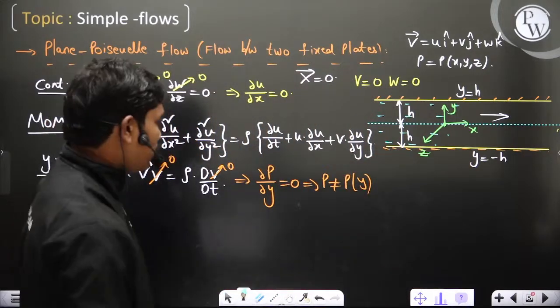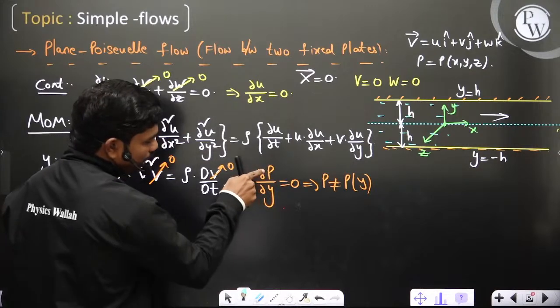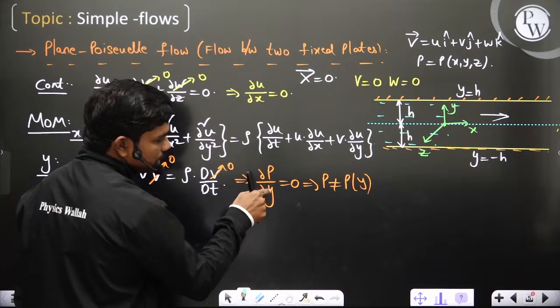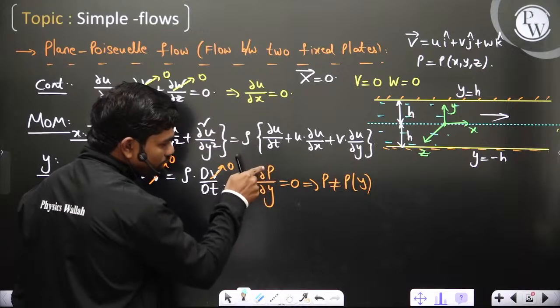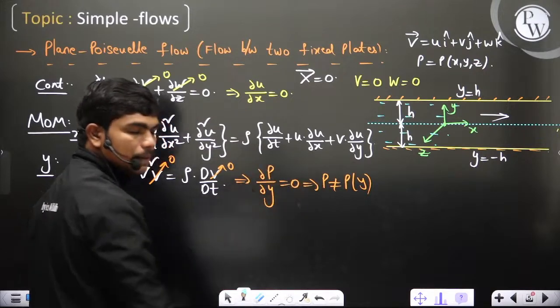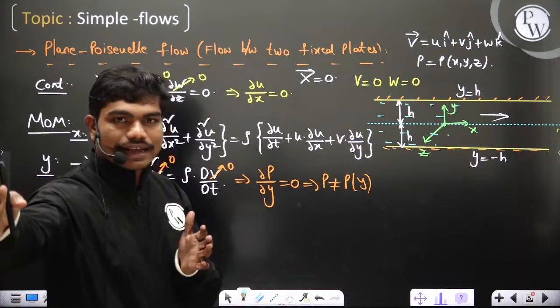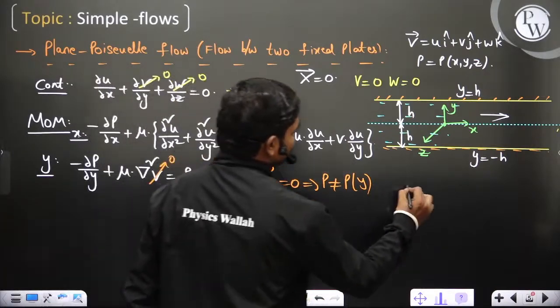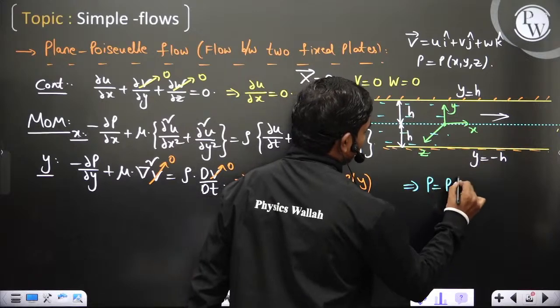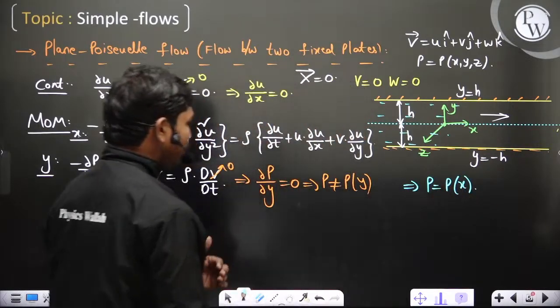Okay, now let's see here, if ∂p/∂y, the partial derivative of some function with respect to y, is 0, that means there is no involvement of y in this function, correct? So therefore p is not a function of y, and clearly we know p is not a function of z because it's like a wide channel, no variation. This implies pressure is only a function of x. Okay, pressure is only a function of x.